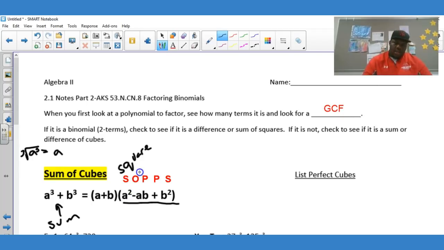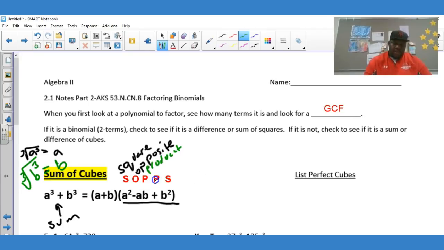Next, the O means opposite sign. It's plus here, so the opposite sign is minus. The P stands for product: the product of both a and b. Again, the cube root of b cubed is b, so you take a and b and multiply. So square, opposite, then product of both a and b, whatever those terms are.